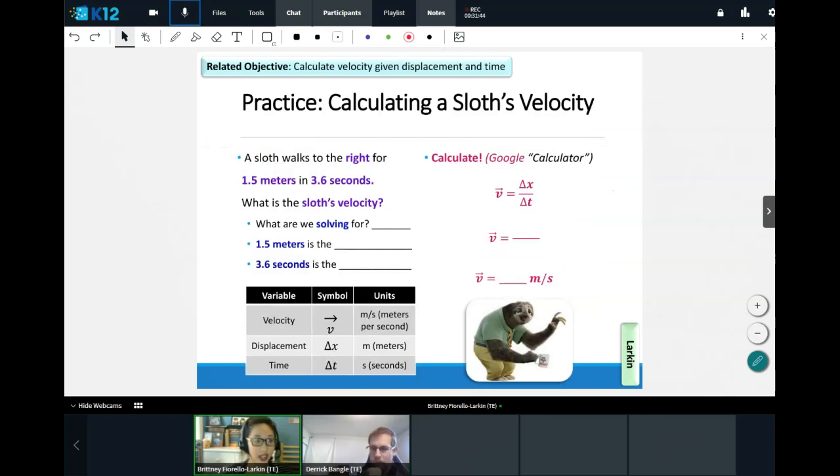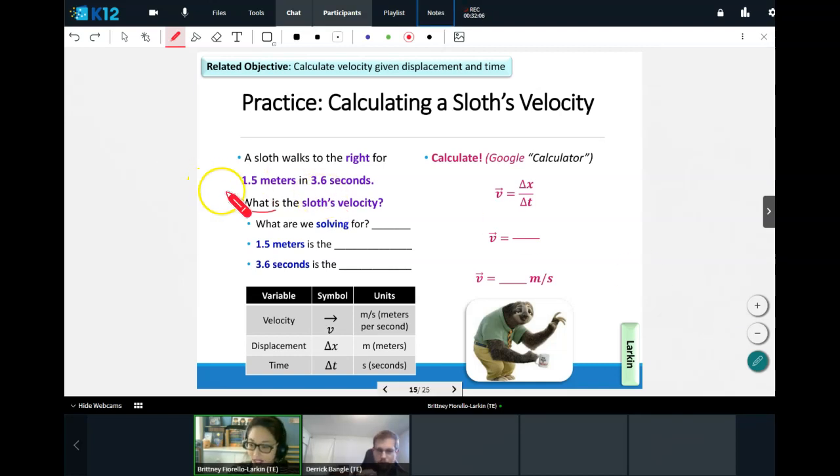All right, so let's go ahead and actually try this out. So let's calculate a sloth's velocity. So a sloth is walking to the right for 1.5 meters in 3.6 seconds. What is the sloth's velocity? Tell me in the chat box, what am I solving for? Again, take a look at the what is part and tell me in the chat, what are we actually solving for? Go ahead and tell me in the chat.